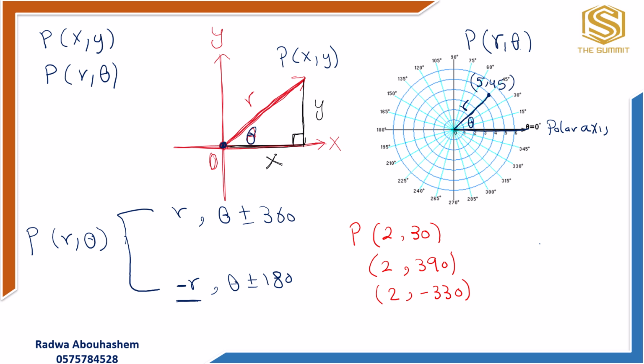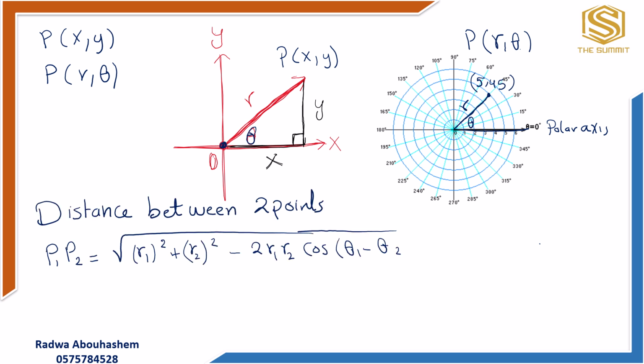Maybe I will flip the direction of the radius, so I will make it negative 2, and add 180. So 30 plus 180 gives me 210. Or I could subtract 180, so it would be negative 2 and negative 150. So all of these are just the same representation for the same point, 2 and 30, in the polar coordinate. Another rule that you should know is the distance between 2 points.